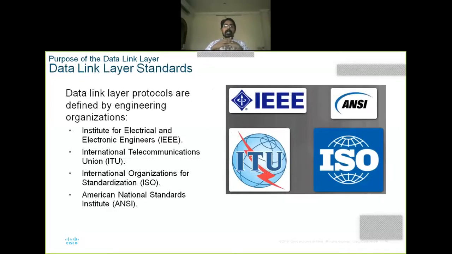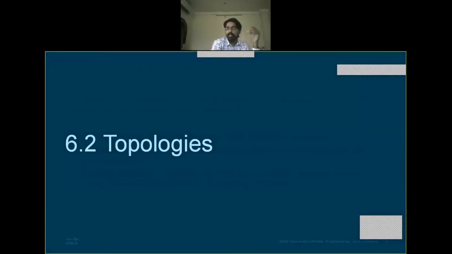So who provides these data link layer standards? You already saw it in the diagram. IEEE provides some standards, along with ITU, ISO, and ANSI. These are the organizations which provide our standards.